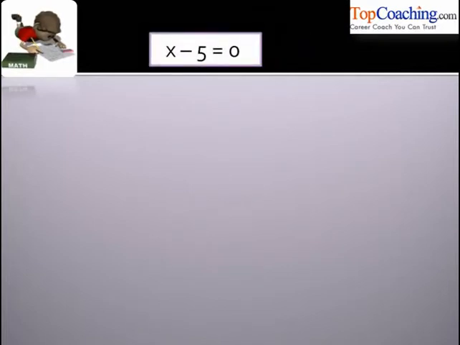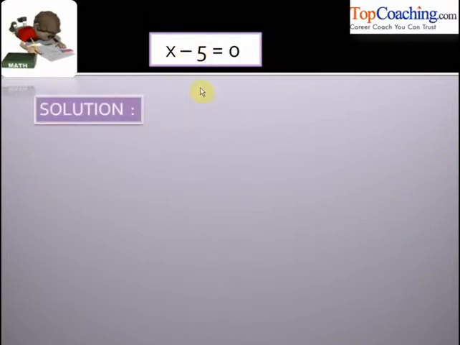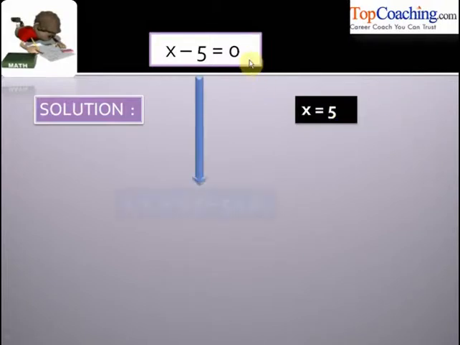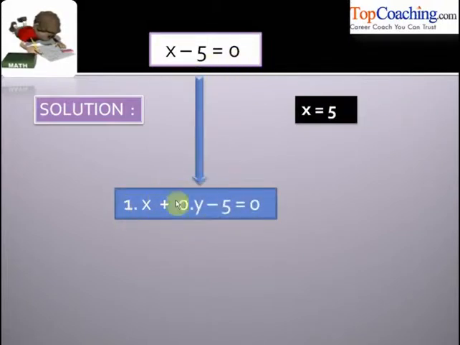Now let us say we have the equation x minus 5 equal to 0. Now the solution of this would be x equal to 5. This equation has one variable x, and so it has a unique solution which is x equal to 5. Now the same equation could be written in two variables as 1 into x plus 0 into y minus 5 equal to 0, because 0 into y is actually equal to 0.